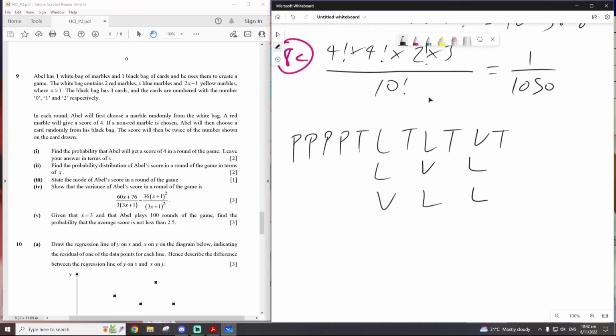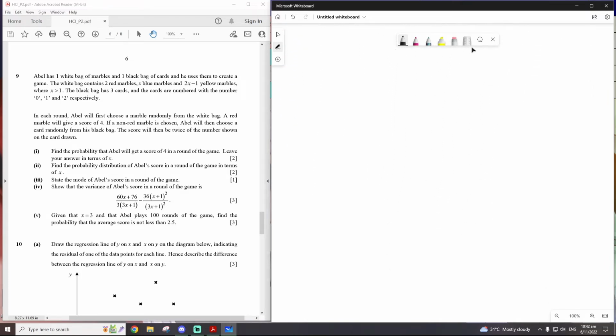Okay, this one. Abel has a white bag of marbles and 1 black bag of cards, and you create a game. Okay. In each round, Abel chooses a marble. If it's a red marble, the score is 4. If a non-red marble is chosen, Abel will choose a card randomly from the black bag, with the score twice the number shown on the card. So 0, 1, and 2. So actually the only possible scores are 0, 2, and 4. You will realize that.